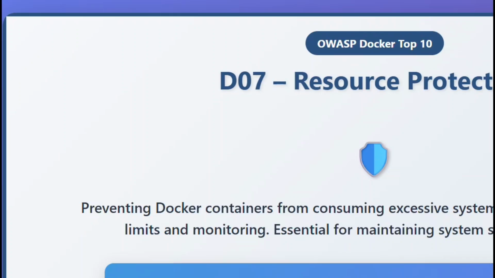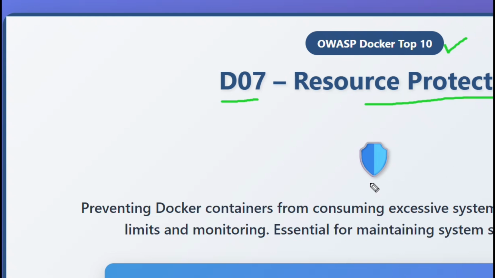As a series of Docker OWASP top 10, we already covered till D06. Today, we are going to discuss D07, that is resource protection. What exactly is resource protection, and what happens if the resource is not protected properly? Some example use cases and some real-time commands on how we need to use them to protect the resources properly. Let us discuss each and everything in detail.